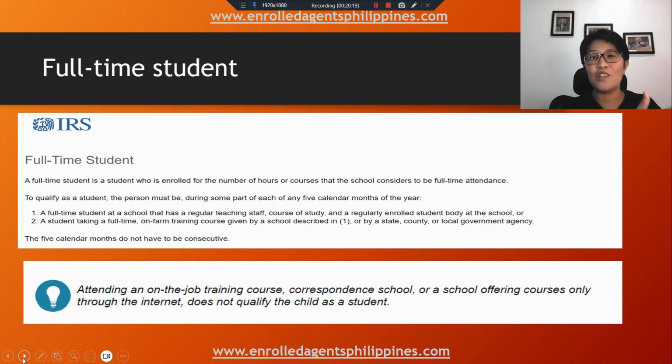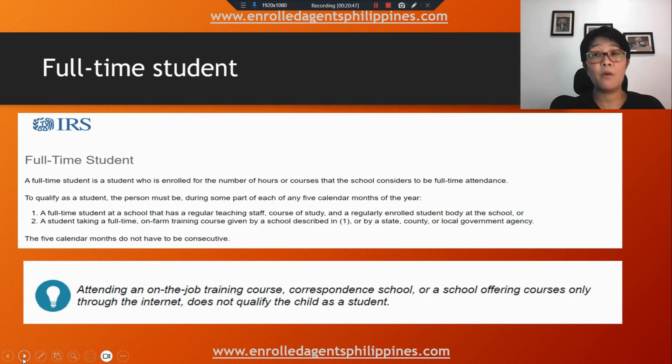Nag-aaral ka ng regular na mga courses, no? Ito yung, kumbaga, parang reminder lang, note, no? Attending on the job training course, correspondence school, or school offering courses only through the internet, yung mga online, does not qualify a child as a student. So, minsan may mga nag-o-offer mga short-term courses or mga online courses. So, ito according sa definition ng IRS.